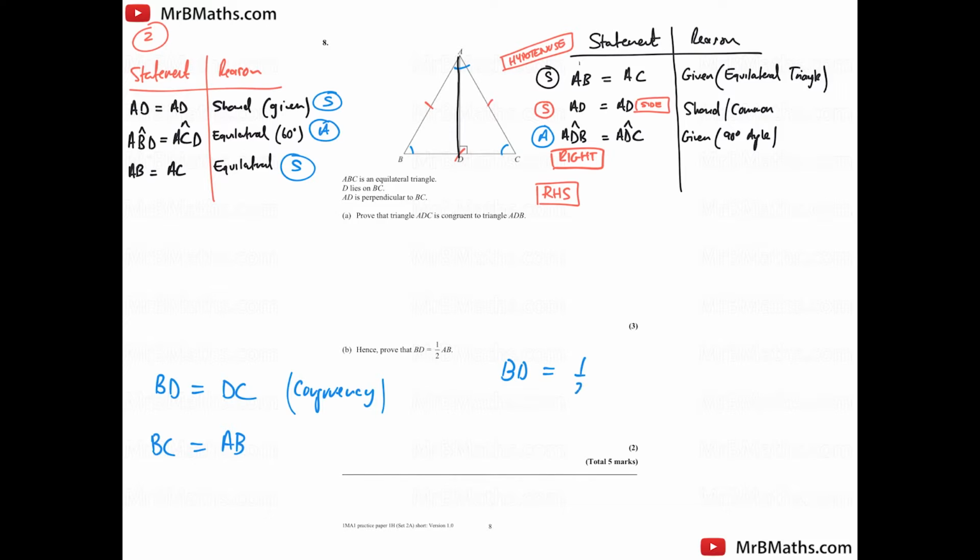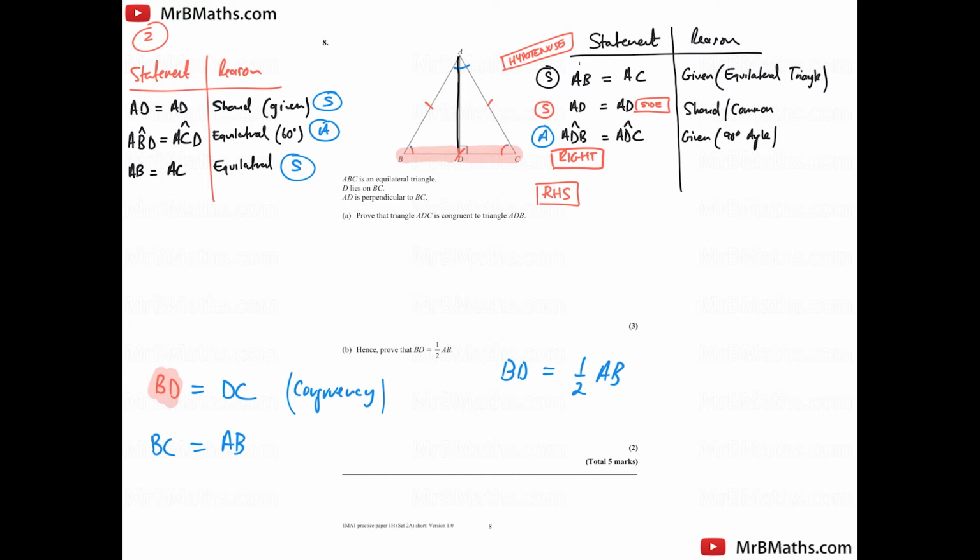is half of AB. So our main proof was up in question A, and what we need to do here is finalize it. So let me just run through this again. We've said, and I'll try and highlight the area. So we've said that BD, so this length here, BD is equal to DC. We proved that from the congruency above. Remember, it means they can fit on top of each other, congruency.